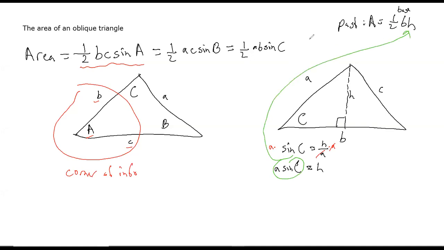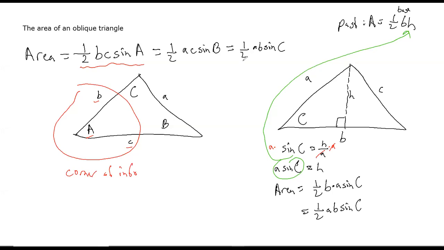To where we see H here. So now our area, instead of being 1/2 base times height, it's 1/2 the base times A sine of C, and then we just rearrange it to make it look a little prettier. So that is the proof of one of those three.